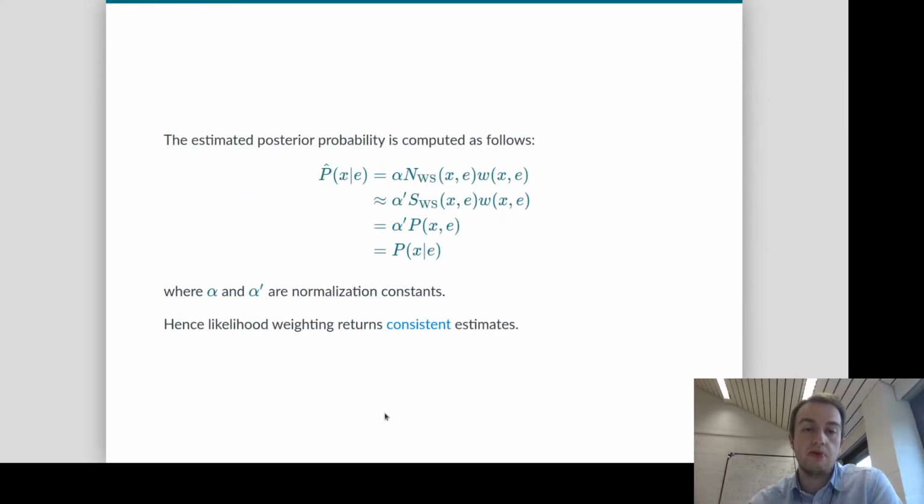Now, given this, the estimated posterior probability, p hat given x and e, will be proportional, alpha meaning proportional, to the number of times you've encountered x and e times the weight. If you make as if alpha was not there, this expression would approximate the joint probability value, the joint of x and e. And the alpha is basically in this case just the normalization constant, which is then giving you the conditional of x given e.